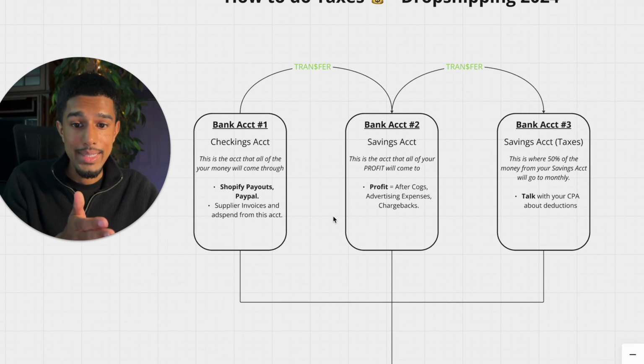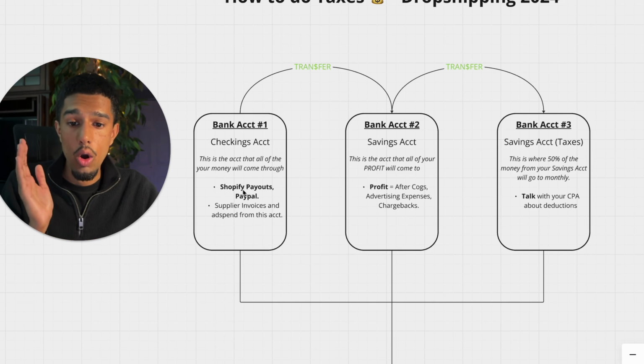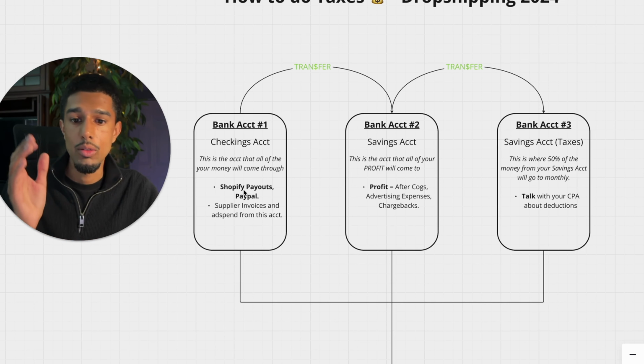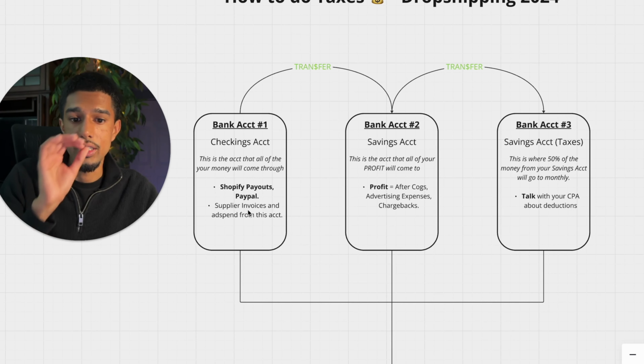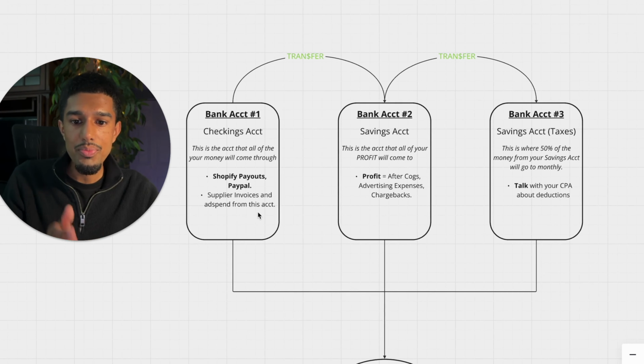Bank account number 1 is going to be a checking account, and that's where all of my Shopify payouts, PayPal payouts, and so on will go. So that's where all of the money from the business will be transferred into. And then I will also have all of my supplier invoices, ad spend, whether that's on Google, Facebook, TikTok, any of my expenses, come out of this account as well.